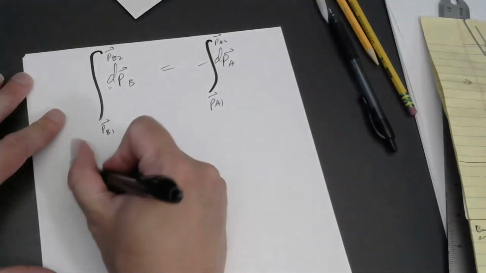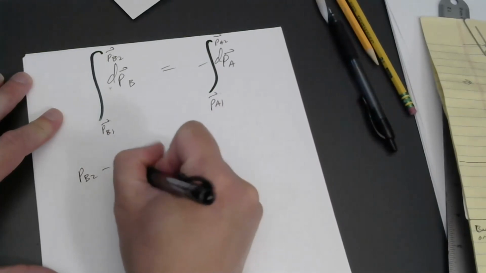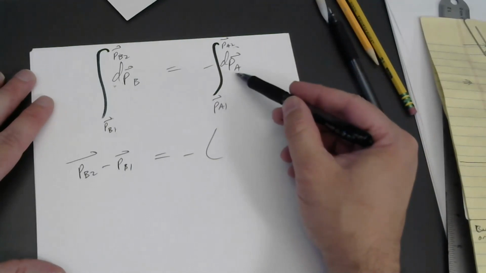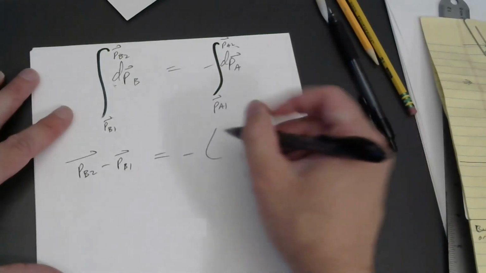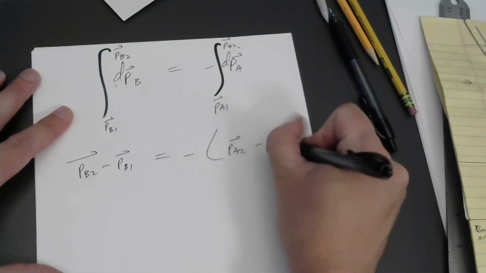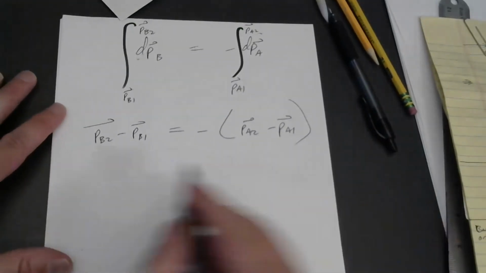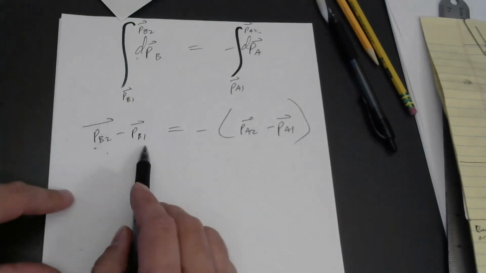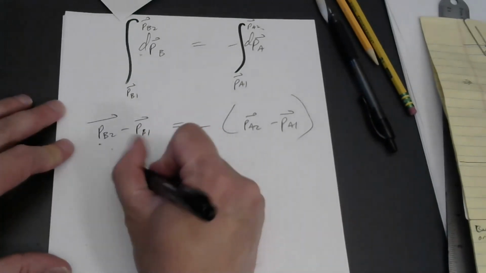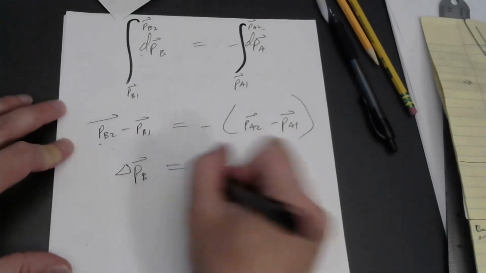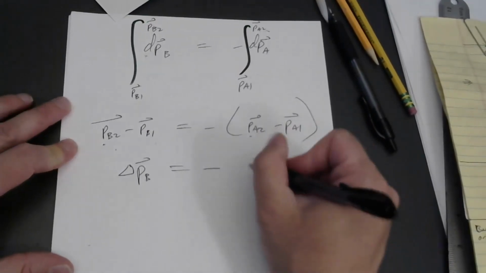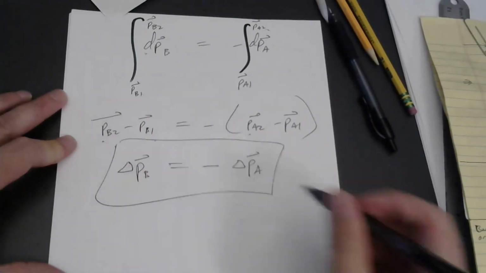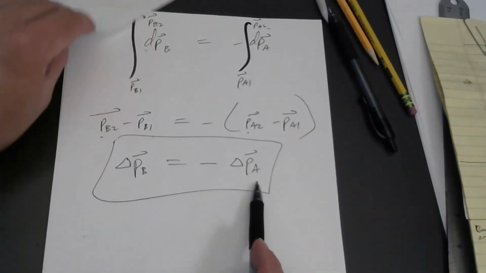So what I really have here is p_b2 minus p_b1 equals the negative of, again, the antiderivative of dp_a, which is p_a, p_a2 minus p_a1. Well, can't we just call this delta p_b? This is mass B's final momentum minus mass B's initial momentum. That would just be the change in mass B's momentum. And that's got to be the negative of the change in mass A's momentum. So that might be a better way to express what we're talking about.